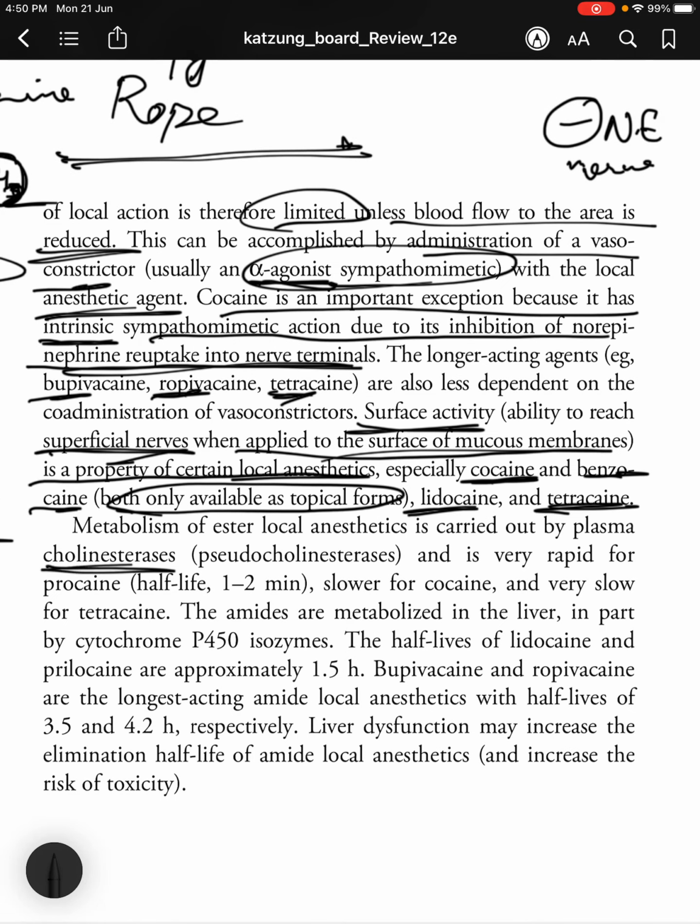Okay, so procaine is a short acting ester, it does its job quickly. Its half life is only 1 to 2 minutes. It is slower for cocaine and very slow for tetracaine, that is why it is long acting.